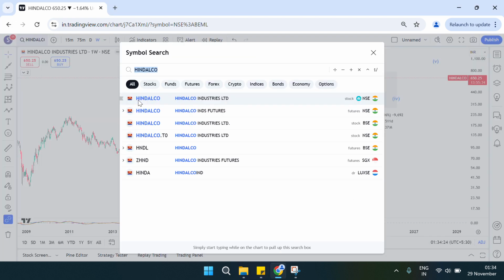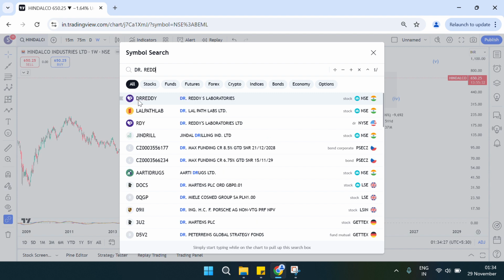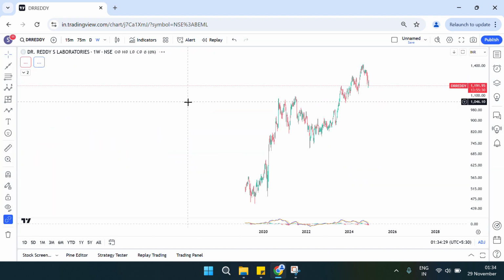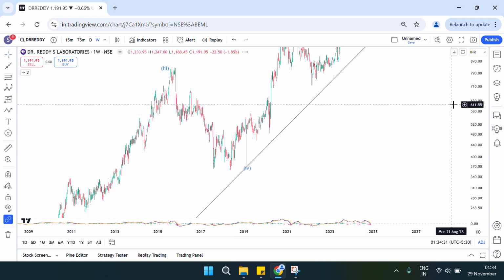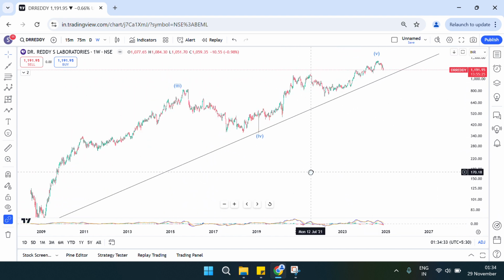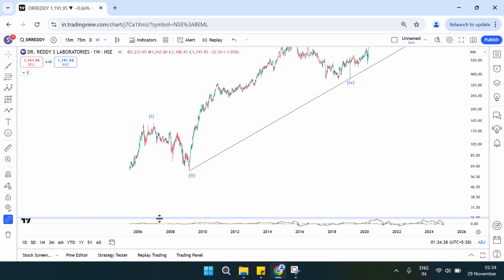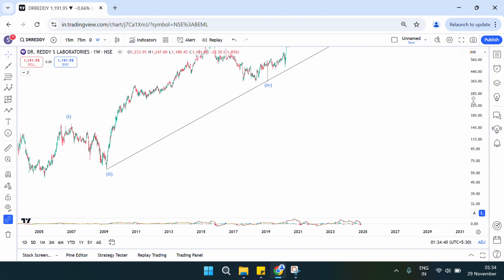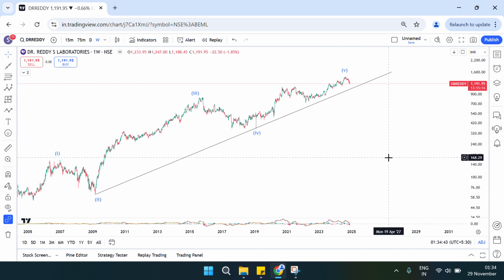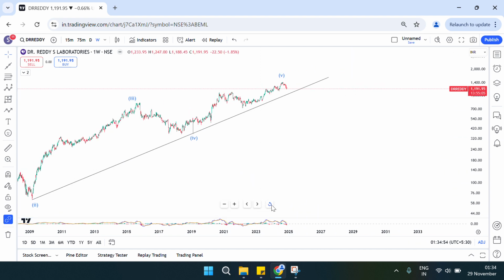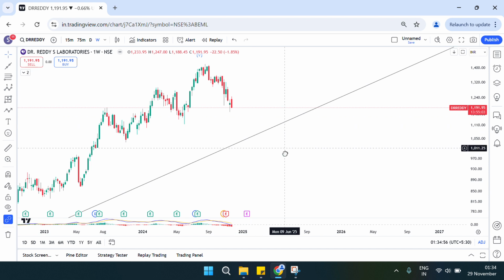Dr. Reddy's. Now DRL also, we are completing wave 5 and we are retracing from wave 5. This is again a cycle that started way back in 2008, and we are reaching maturity. We have this 2 to 4 trend line. Once the price crosses this, it will confirm the completion of this particular wave.